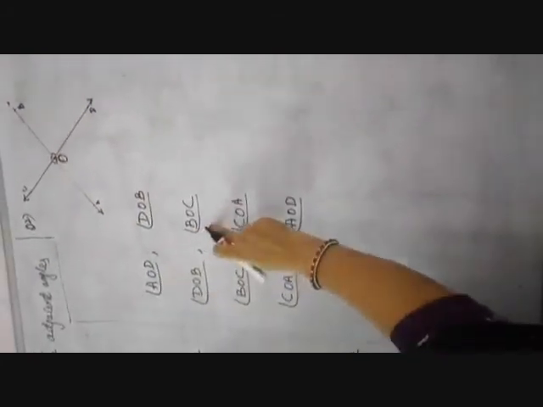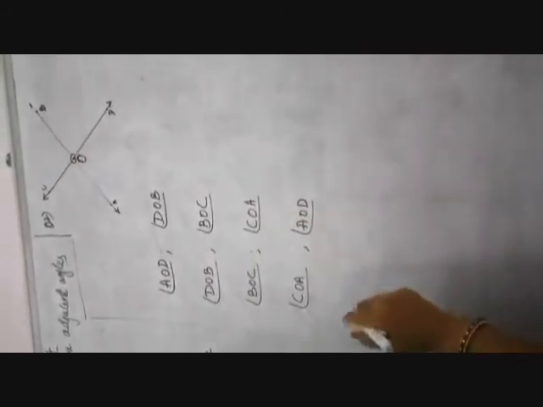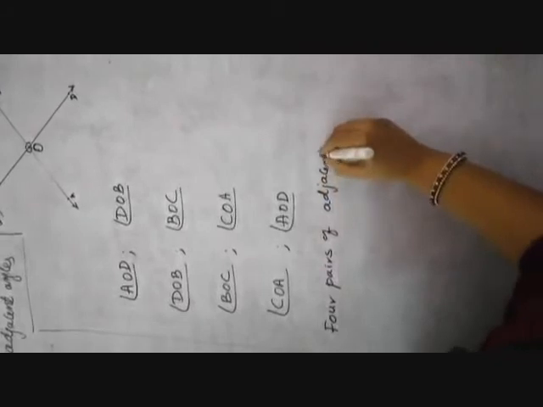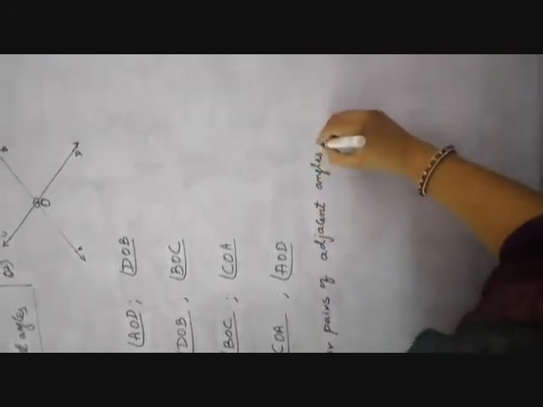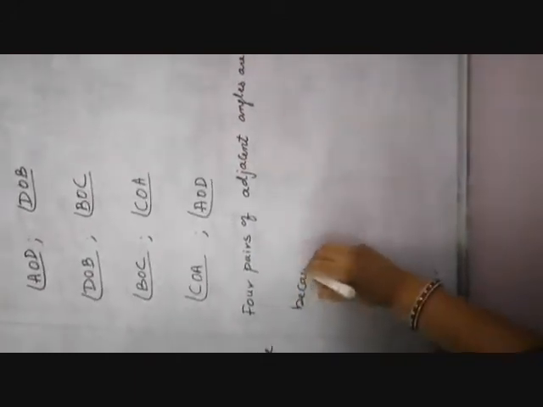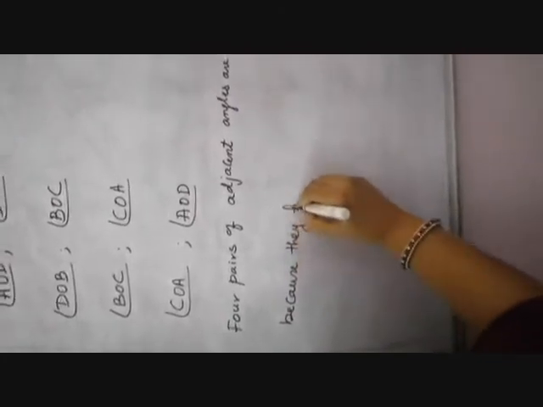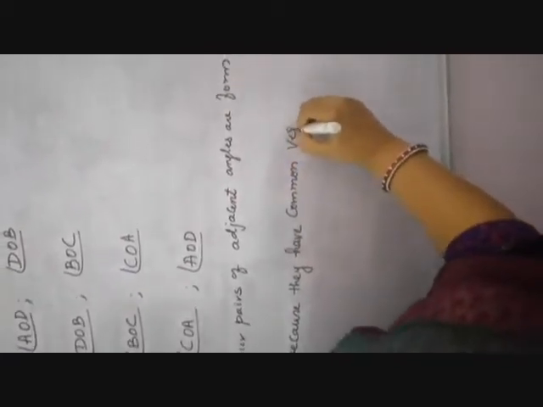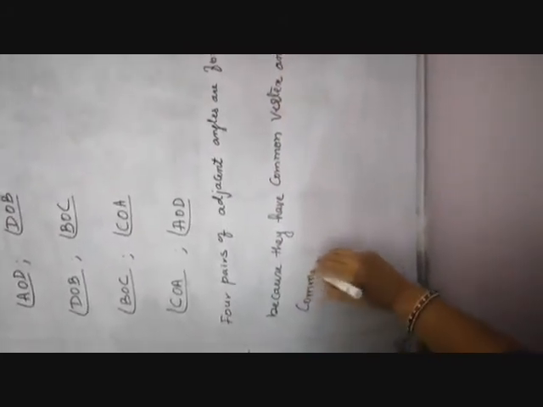So first pair, second pair, third pair, fourth pair. How many pairs of adjacent angles are formed? 4 pairs of adjacent angles are formed. Why are they adjacent angles? Because they have a common vertex and common arm, isn't it, children?